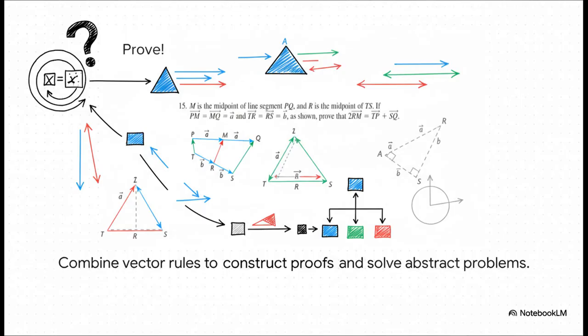And this, right here, is where it all comes together. We can now combine all the tools we've put in our kit, addition, subtraction, scalars, components, to solve much more abstract problems, and even prove things. Like, take a look at the proof on this slide. It uses vector pathways to show a geometric relationship. We don't have to go through every single step, but it's a great example of how vectors can give you these really elegant solutions to problems that would otherwise be a huge headache.